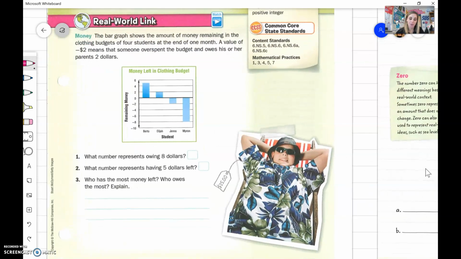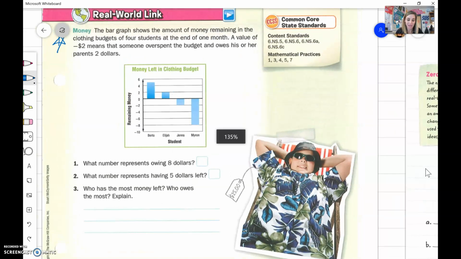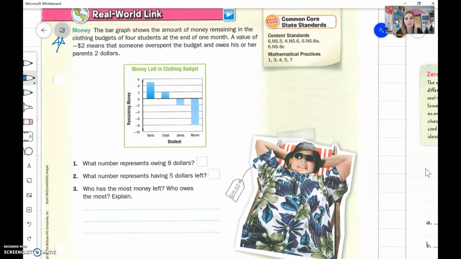It says the bar graph shows the amount of money remaining in a clothing budget for 4 students at the end of 1 month. A value of -2 means that someone overspent the budget and owes his or her parents $2. Now, if you're anything like my house, yes, my kids owe me money. If they say, Mom, I just want to go get something for $10 and they end up spending $15, then they owe me $5 because they went over by $5.